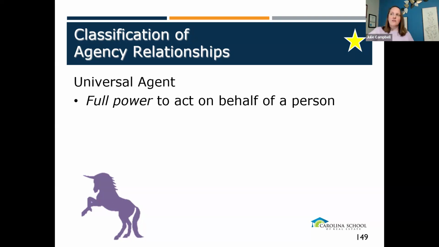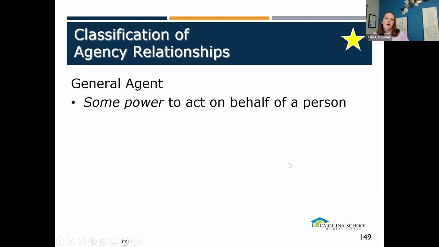The next classification is called the general agent. The general agent has some power. They have some ability to act on behalf of somebody else. In real estate, we have two examples of the general agent.